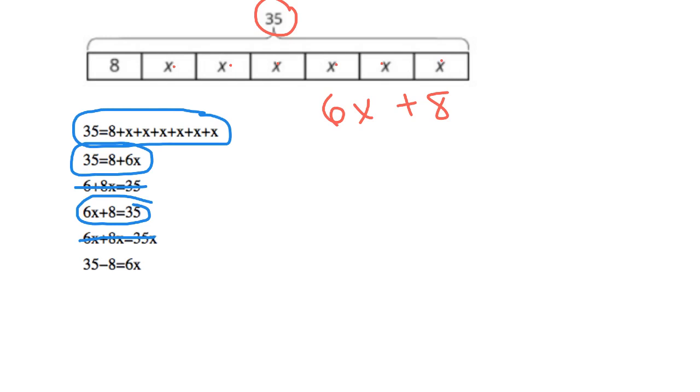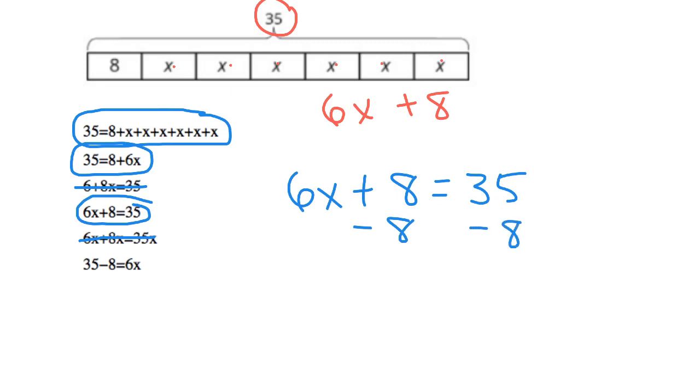Now this is the only other one that might be challenging. 35 minus 8, if you had the equation 6x plus 8 equals 35, to solve we would subtract 8, and there's your 35 minus 8 equals 6x. So these are your correct answers.